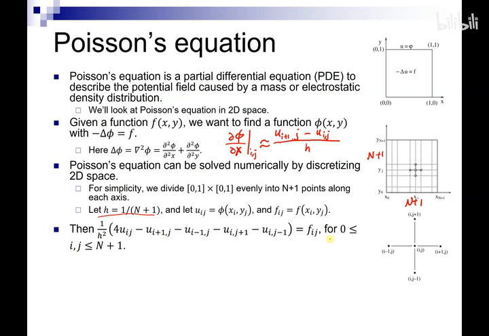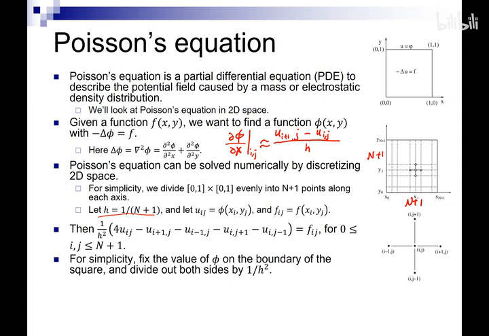And these are linear equations. Right? So we're given the values f, because that's part of your input. And we're trying to find the values of phi, and that just involves finding all of these u values. So this means that we've now expressed Poisson's equation as a system of linear equations. And now we're going to solve those equations using the Gauss-Seidel method.